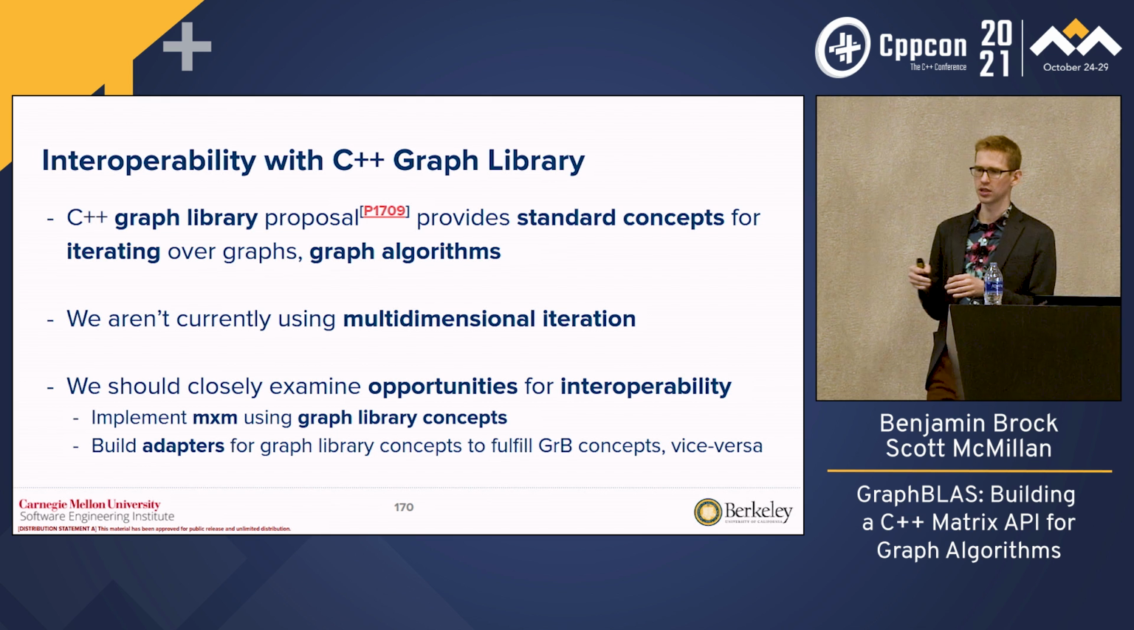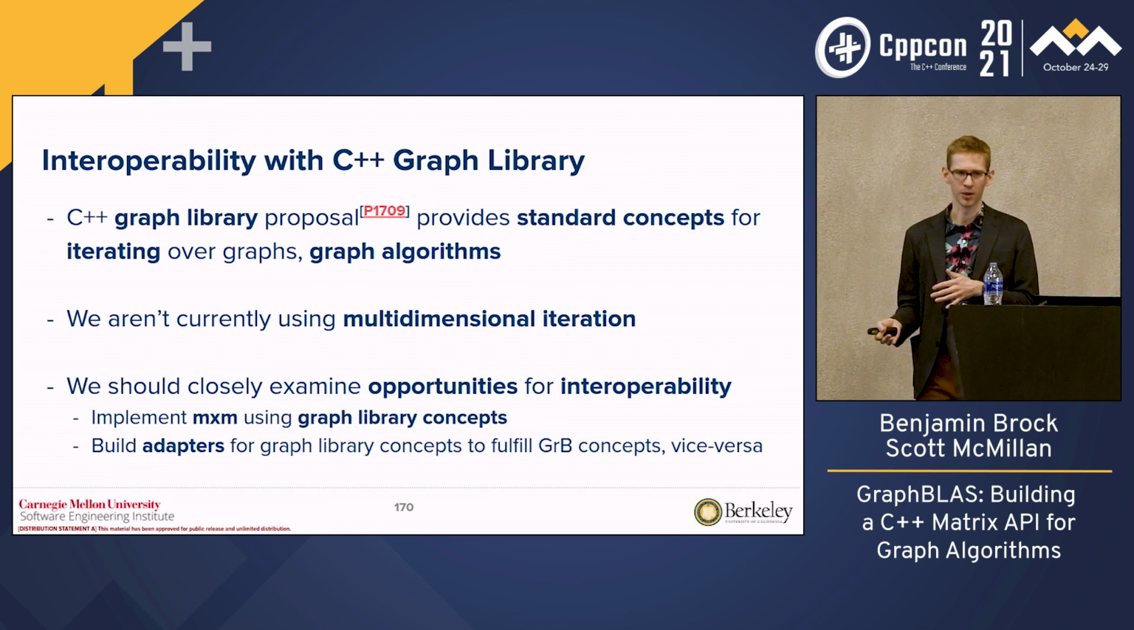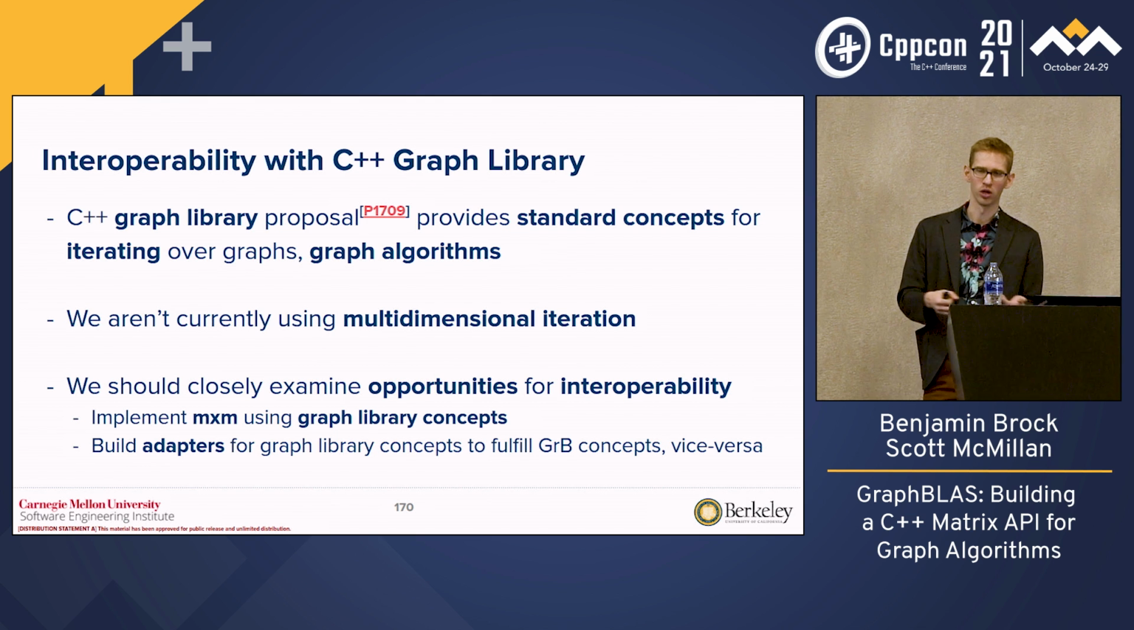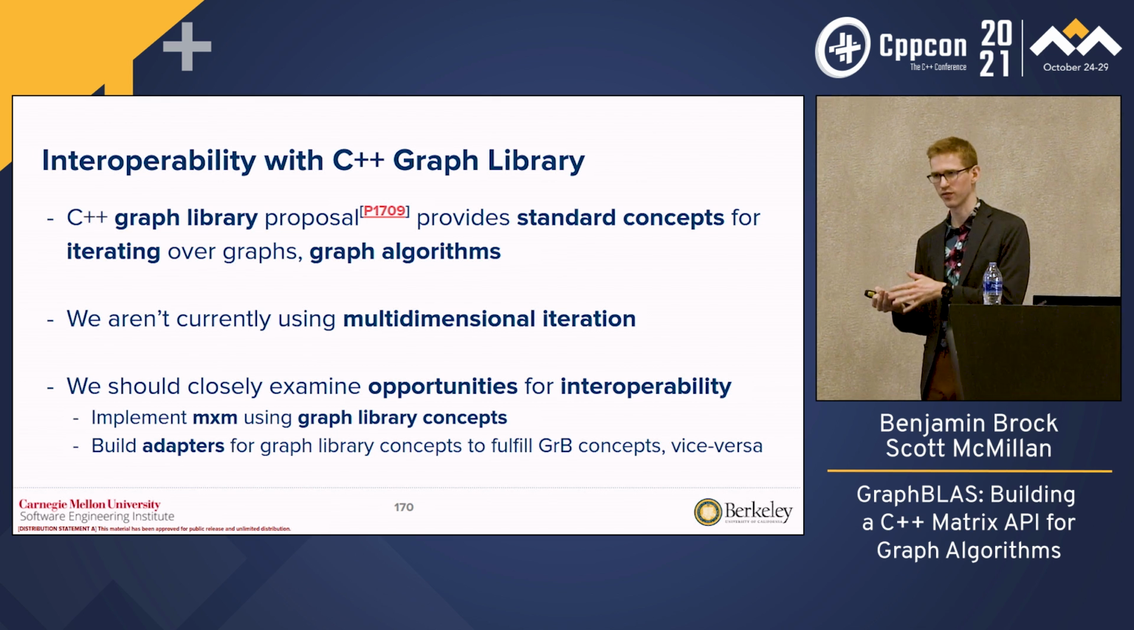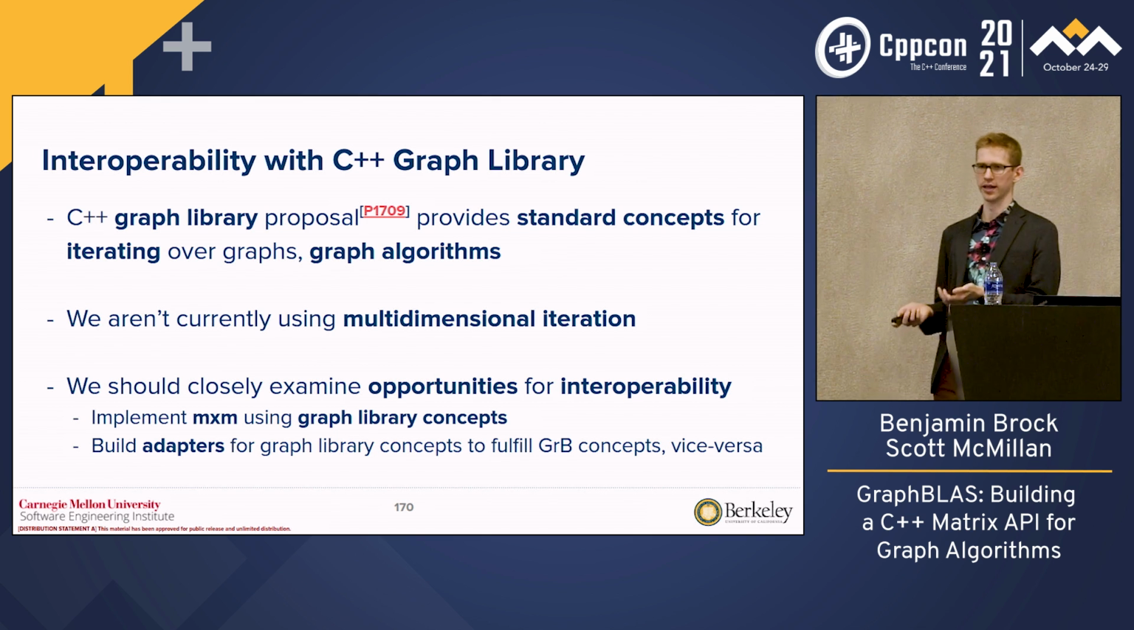And while we aren't currently using multidimensional iteration, I think there are some really interesting opportunities to explore how matrices and the standard graph concepts could interoperate. For example, by having adapters that allow our matrices to be used inside graph library algorithms, or vice versa, or implementing our algorithms in terms of graph library concepts.